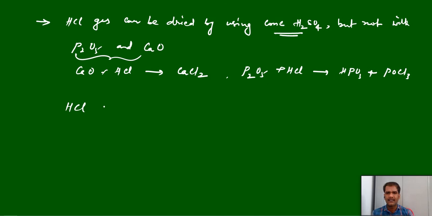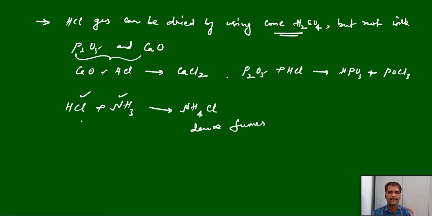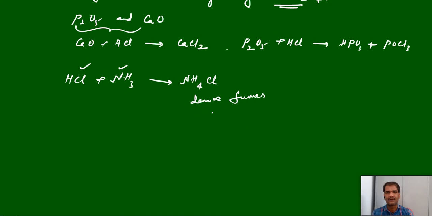And HCl, if we treat with ammonia, it can form dense fumes of ammonium chloride. This is a kind of identification test for HCl, ammonium chloride dense white fumes. This reaction is an identification test for both ammonia and HCl. Only ammonia and HCl can give this kind of dense white fumes. That is due to the formation of ammonium chloride.